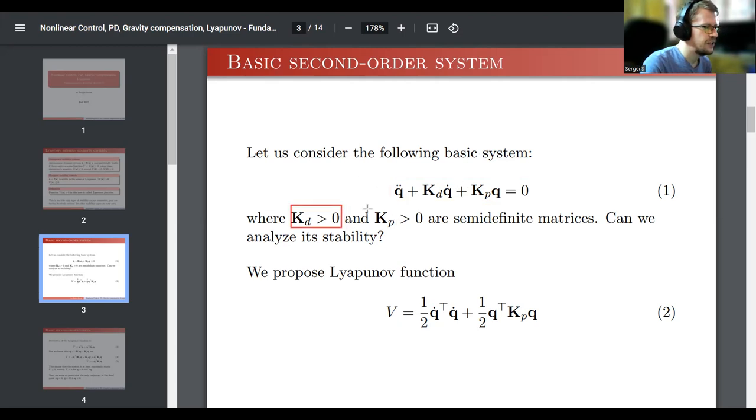We consider Kd and Kp to be positive semi-definite matrices. Remember, when we say that a matrix is bigger than zero, we usually imply that it's semi-definite. We don't usually mean that each element is positive. That would be an exception. There is a fancy way to write it, but this is the overwhelming majority of the cases when a bigger or less than sign is used with matrices. So it makes a lot of sense to use it to define semi-definiteness, not element-wise inequality.